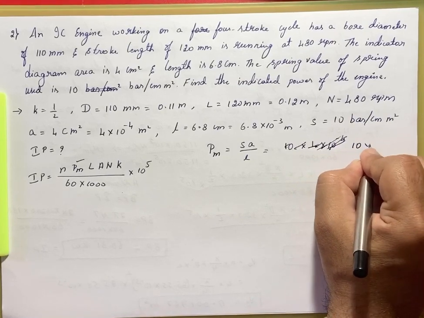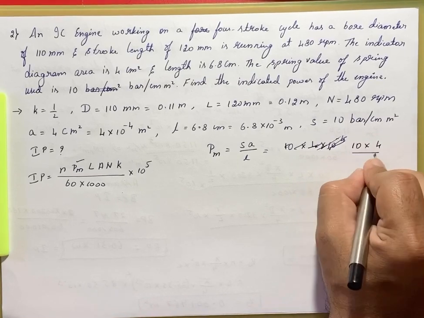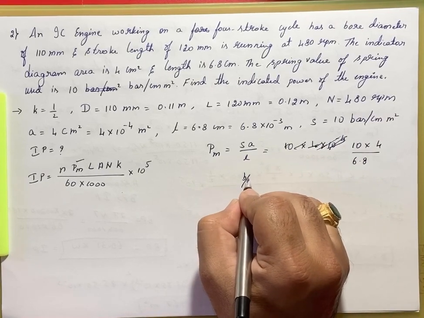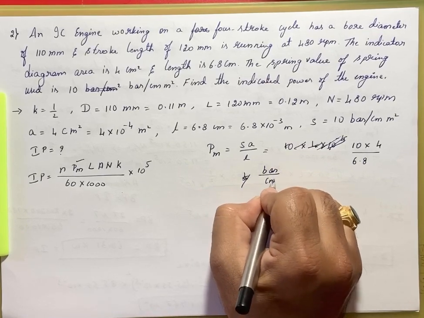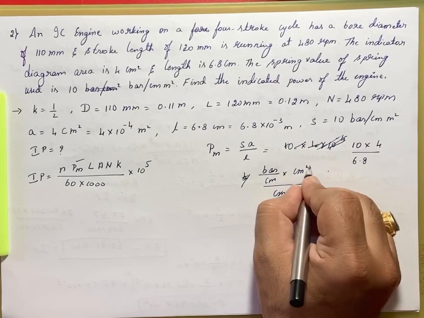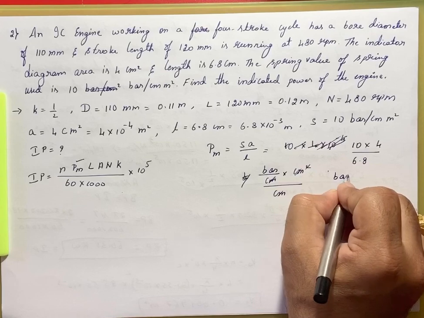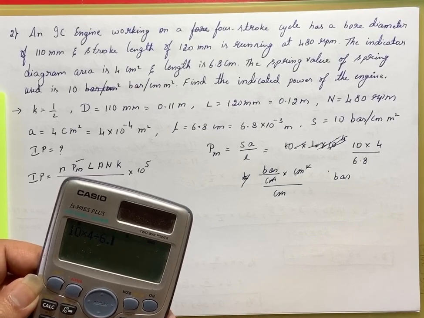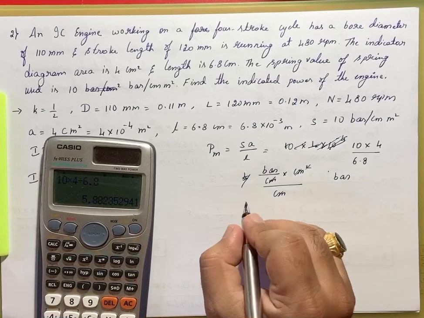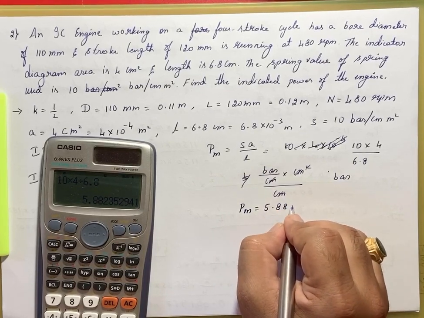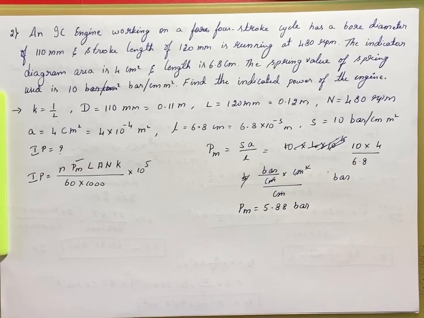That is 10 into 4 area divided by 6.8, because whatever I get is in terms of bar per centimeter into centimeter square divided by centimeter here. So centimeter square, centimeter, centimeter cancels, remaining will be bar. And because the PM I'll be utilizing in terms of bar itself, what I'll get, that will be 10 into 4 divided by 6.8 is 5.88 here. PM will be 5.88, that is bar. Now substitute that in IP formula.